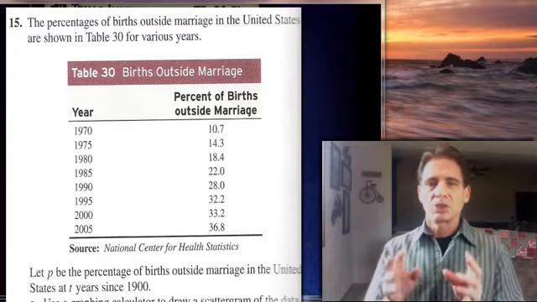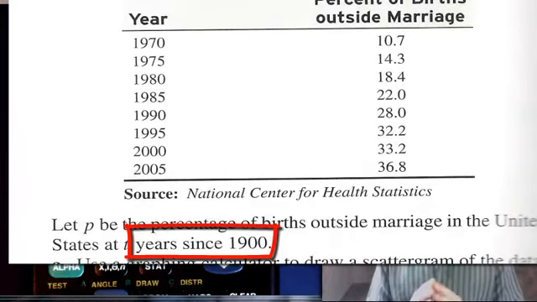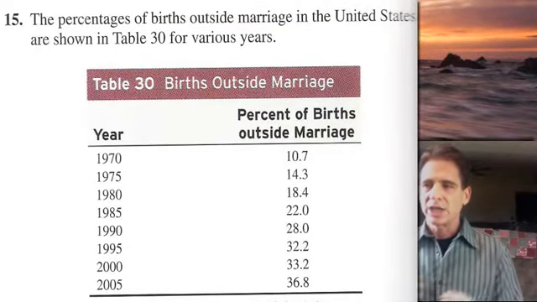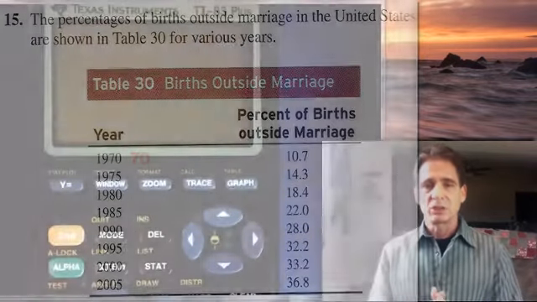The first thing I want you to observe is that it says that we are going to take a look at the years since 1900. So therefore, the first data that we're going to enter is going to begin not at year 1970, but we will use 70 as our input.